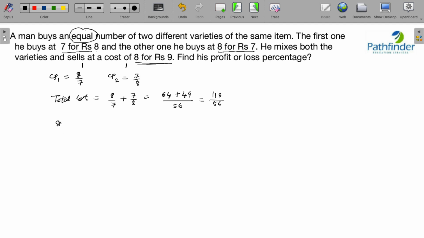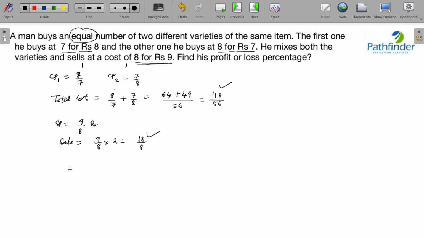What about the selling price? He sells 8 for 9 rupees. So rupees upon number once again. 9 upon 8 is his selling price of one item. But remember, he has two items. So his overall sale is 9 by 8 multiplied by 2, that is 18 by 8. And try doing all of this orally. You can easily do this orally. These are just intermediate steps. You should be able to write down the total cost as 113 by 56 if you want to solve this question fast. And similarly, you should be able to write down the total sale as 18 by 8.